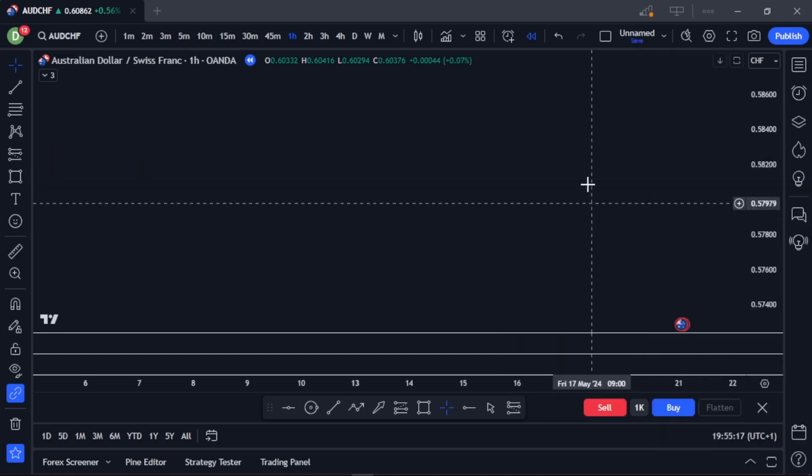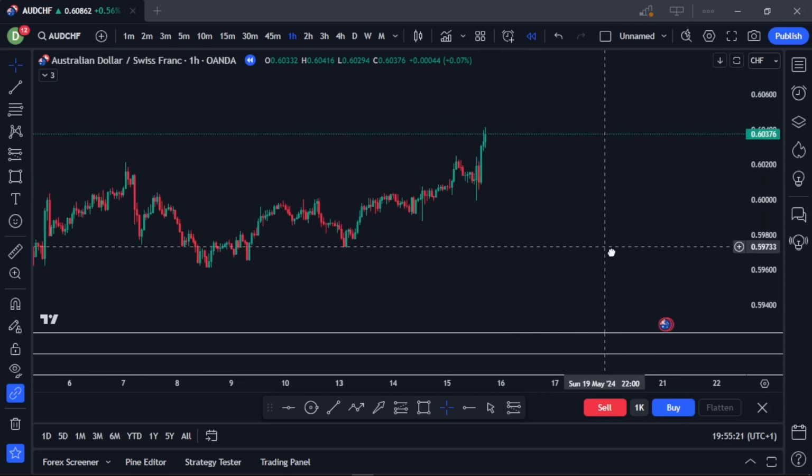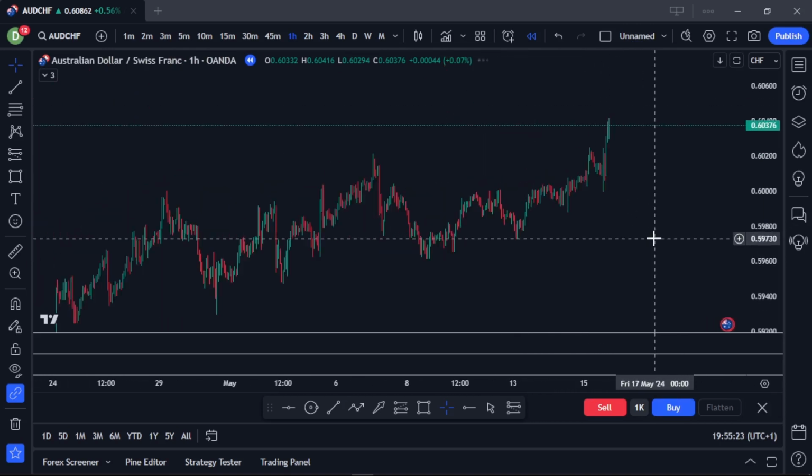So now that you've seen what exactly this pullback looks like, let me show you with the real market, to tell you that the real market is often different from what we draw for you. Now here is a market between the Australian dollar and Swiss francs. If you look at this market right now, what do you see? The market is literally ranging, but it seems like the market has broken out of the ranging area.